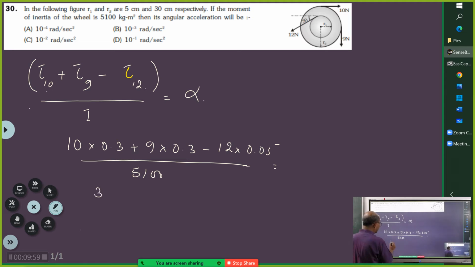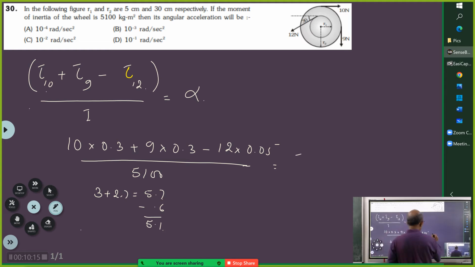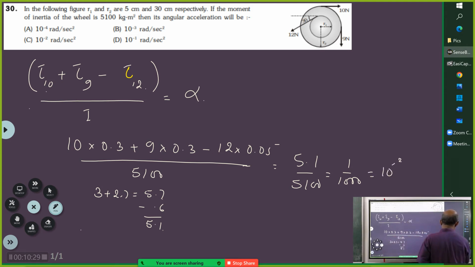So 3 plus 2.7 is 5.7, minus 0.6. So this gives you 5.1. So this gives you 5.1 upon 5100, that is 1 upon 1000. Right? Yes, sir. Now 1 upon 1000 is 10 to the power of -3 radians per second.